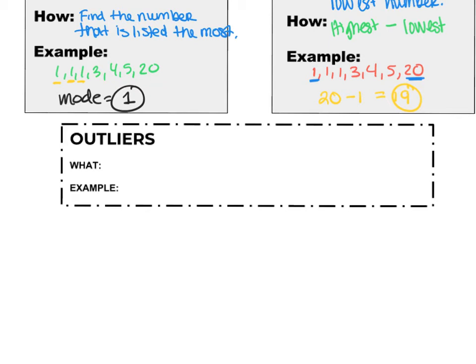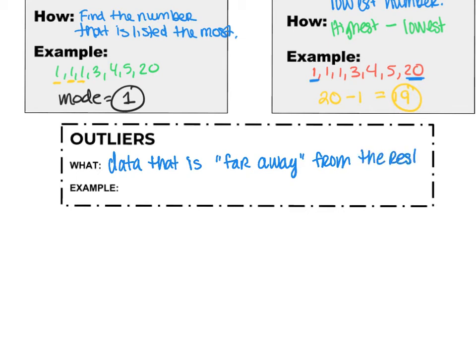And so an outlier, and this is kind of hard to put into words without making it too wordy, but I'm just going to say that it's data that is, let's say, far away from the rest of the data. I think that you guys understand what I mean when I word it that way. And so you're kind of looking for a number that's like the odd one out.